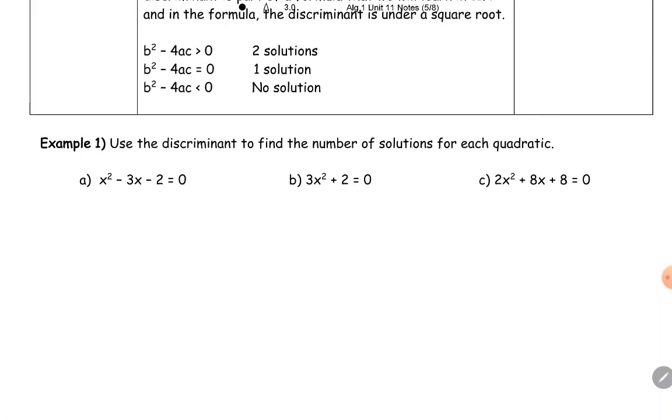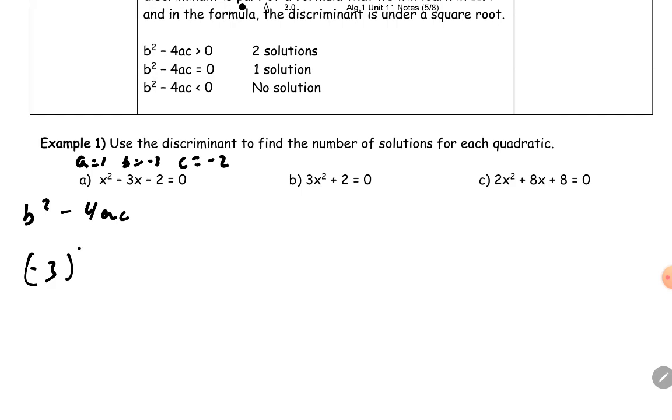So let's take a look at this. Use the discriminant to find the number of solutions. This won't tell you what the solutions are, but it will tell you how many there are. So b squared minus 4ac. It's always best to determine what your a value is, your b value, and your c value, and then we're just going to plug them in.